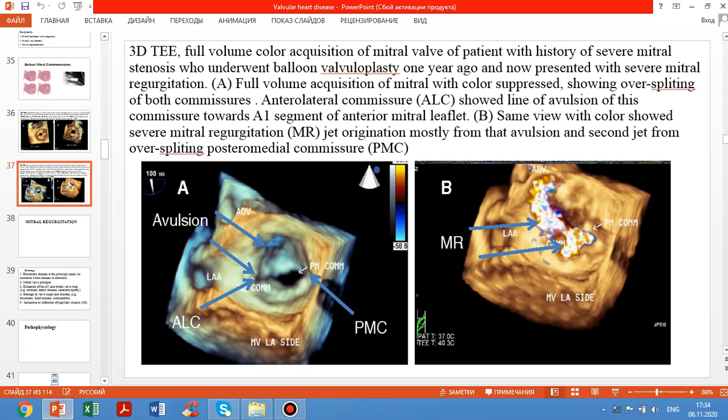The anterolateral commissure showed a line of avulsion of this commissure toward the A1 segment of the anterior mitral leaflet. In the second picture you can see the same view with color showing severe mitral regurgitation, with the jet originating mostly from the avulsion and a second jet from the oversplitting posteromedial commissure.